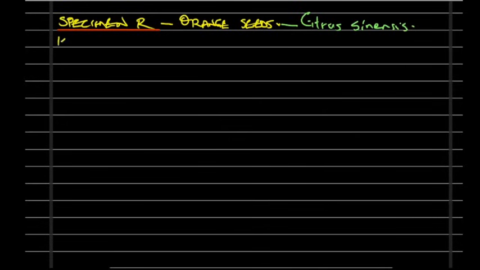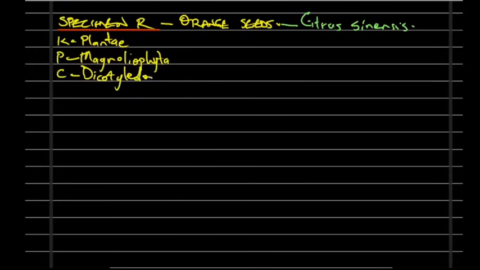For the kingdom, we have it to be Plantae. The phylum, we have it to be the dicot. Sorry, the phylum is the Magnoliophyta. So it's a magnoliophyte, and so we call it the Magnoliophyta. And so after that, we have the class. The class, it's a dicot, so we call it a dicotyledonous plant. A dicotyledon. And then order.